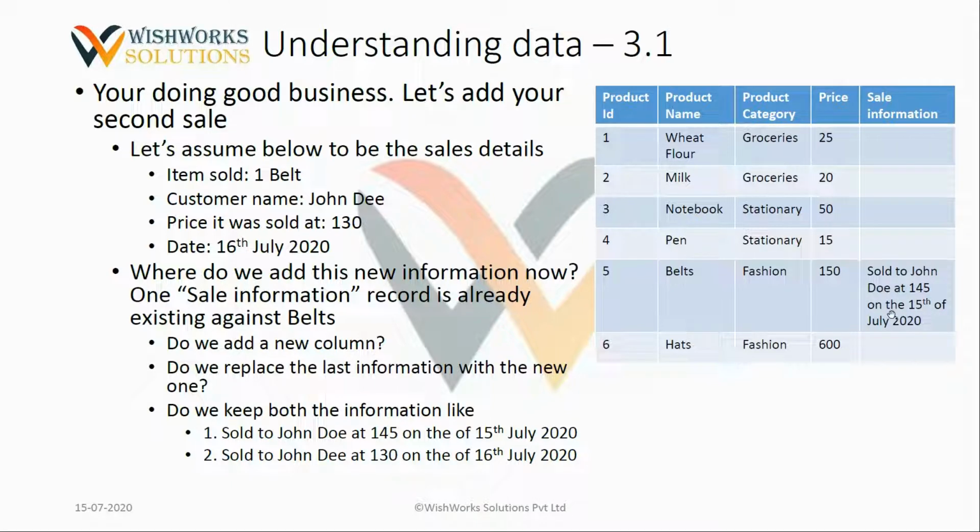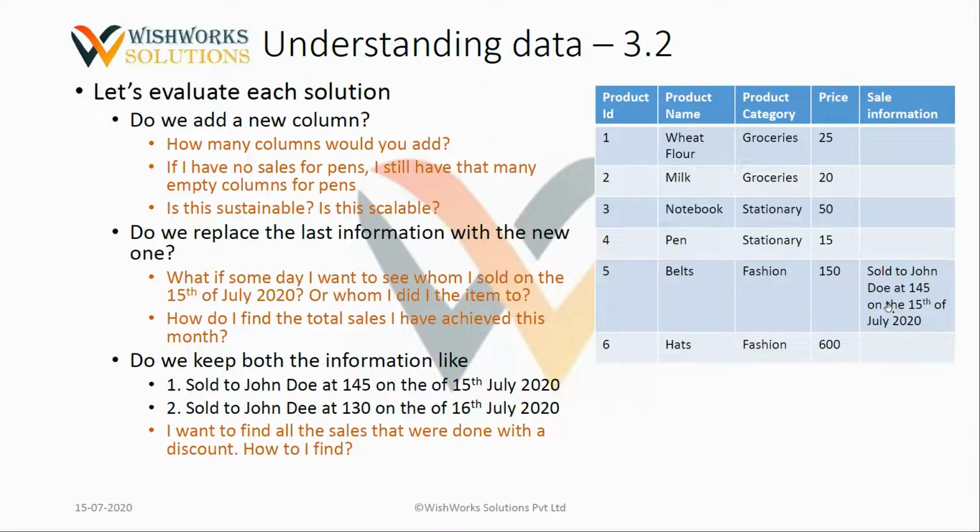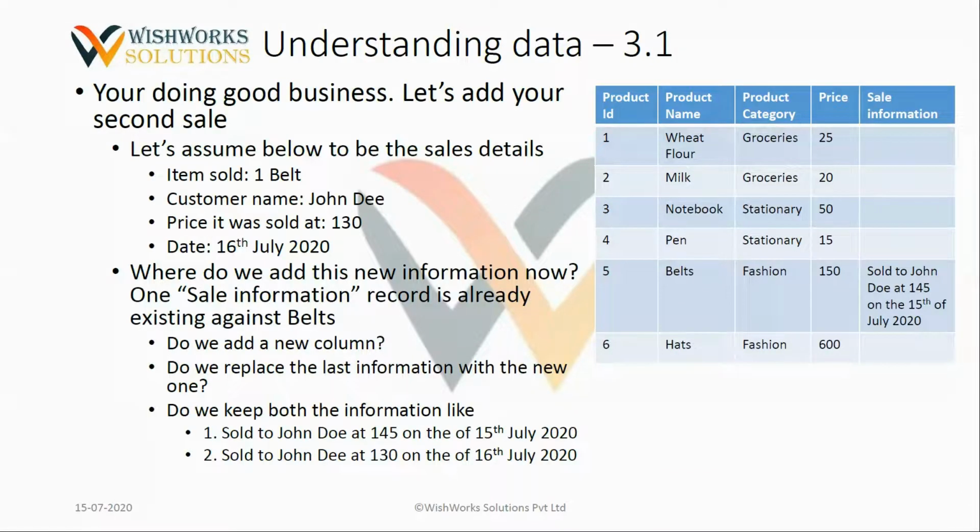on the 16th of July? Or do you keep both the information, like in the same cell? You say that's information number one, John Doe, and information two is John D. So how does it work in that case?